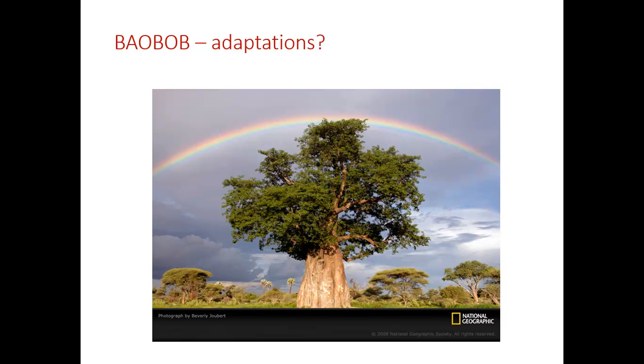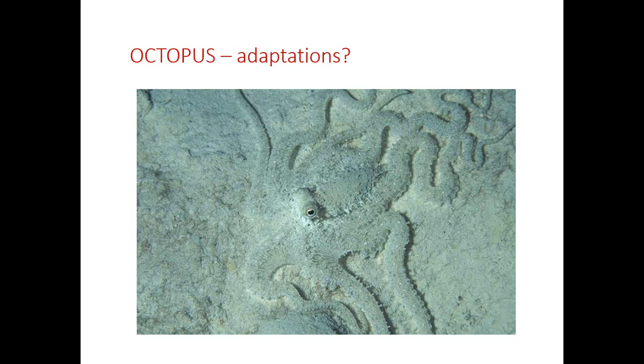This is a baobab tree in Africa. It doesn't rain very much. This tree has spongy bark that can absorb water very, very quickly. It's very tall off the ground, so the only animals that really eat this are the giraffe. Octopus, adaptations. I hope you remembered the word camouflage. Also very intelligent.